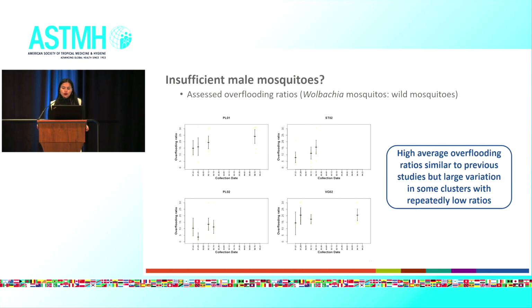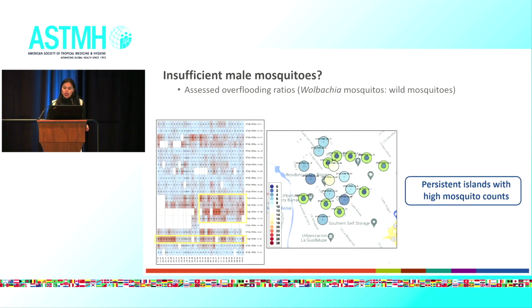Overflooding ratios are shown in the y-axis and time on the x-axis for each of the treatment clusters. Most ratios range from 5 to 20 and were considered adequate based on previous experiences with Wolbachia suppression in other sites. However, there was a lot of temporal and spatial heterogeneity, and in some clusters there were traps with consistent low overflooding ratios. These overflooding ratios were probably not enough to compensate for the fitness cost from packing and shipping. And there were persistent islands with high mosquito counts.